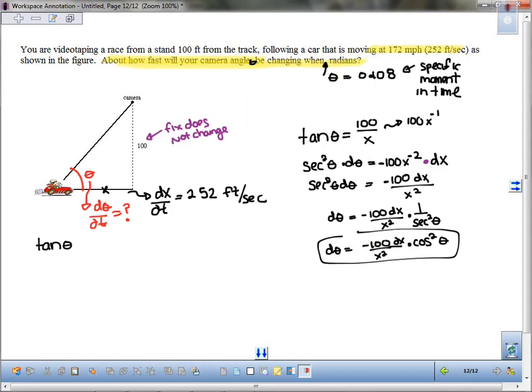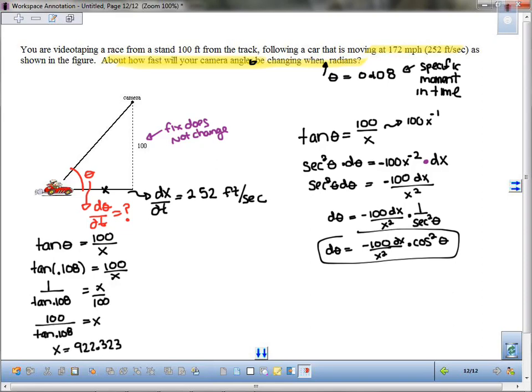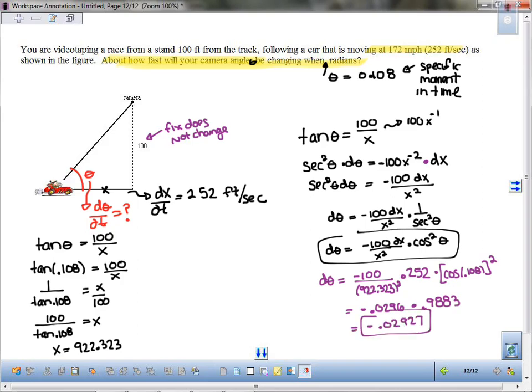So I'm going to go ahead and use tangent again. But this time I'm going to substitute the specific moment in time, which is 0.108, and solve for x at that specific moment in time. So x turns out to be 922.323. Remember to make sure that your calculator is in radians. So I'm going to substitute all my information. And I'm going to solve, and I get negative 0.02927 radians per second.